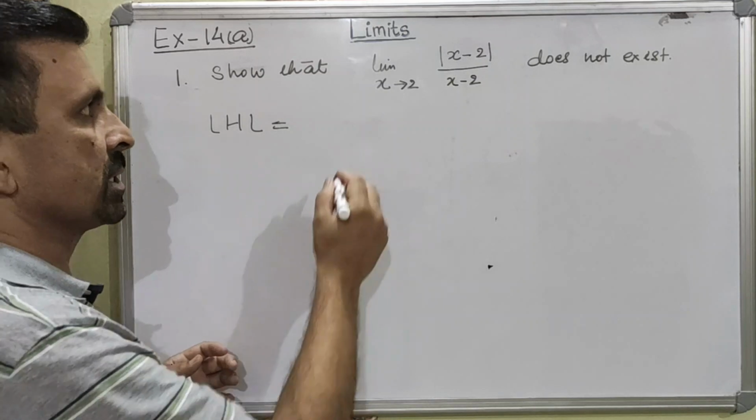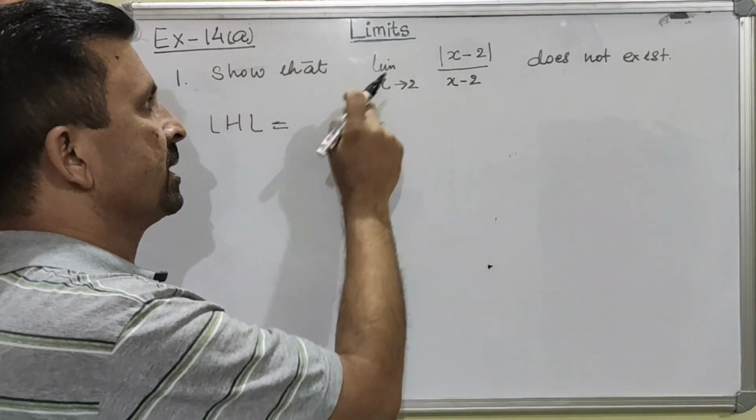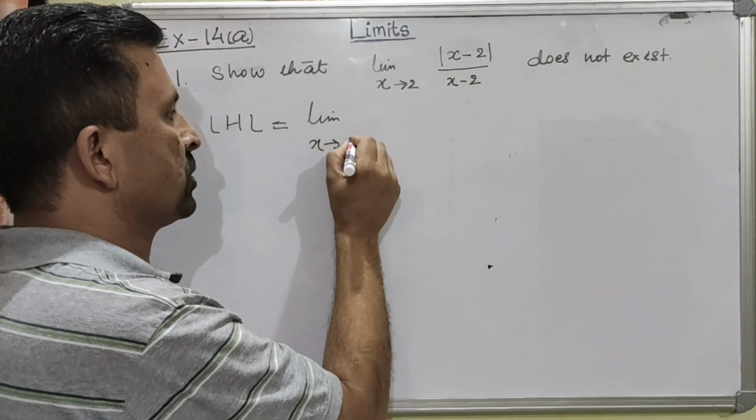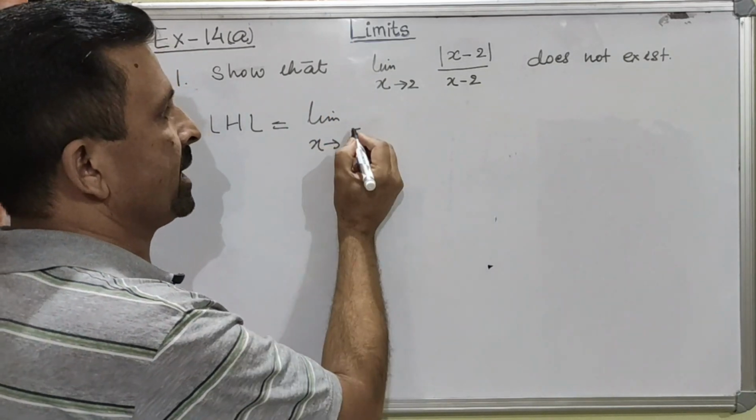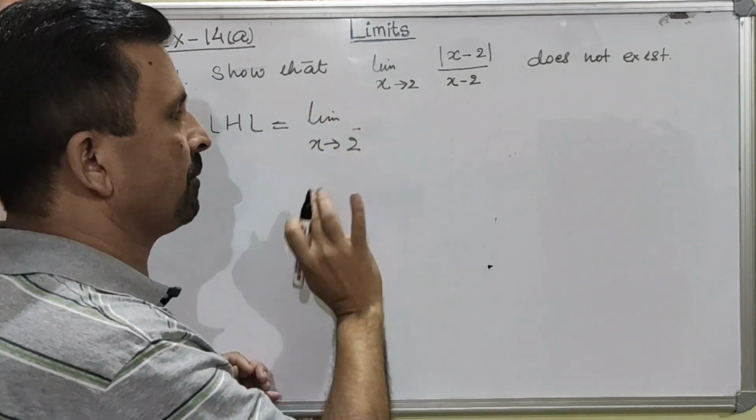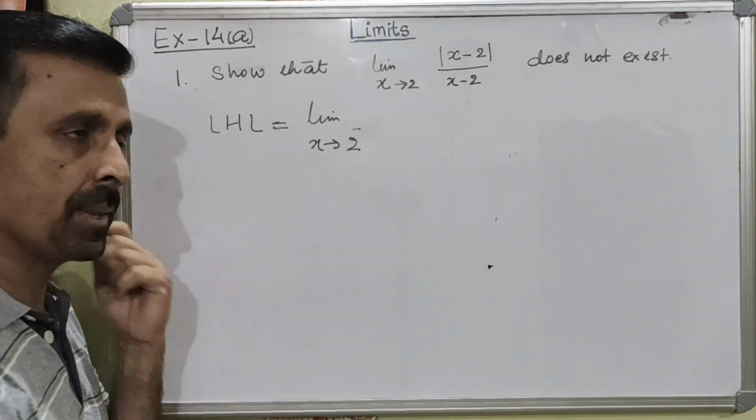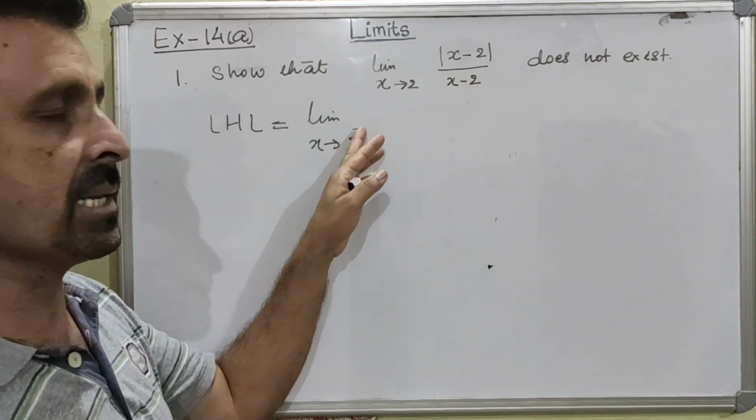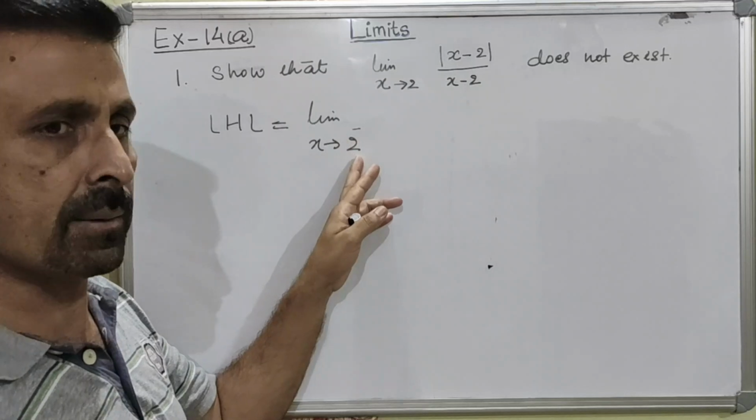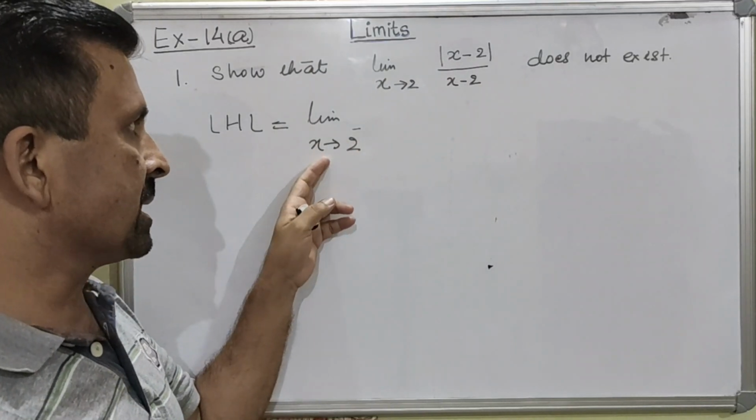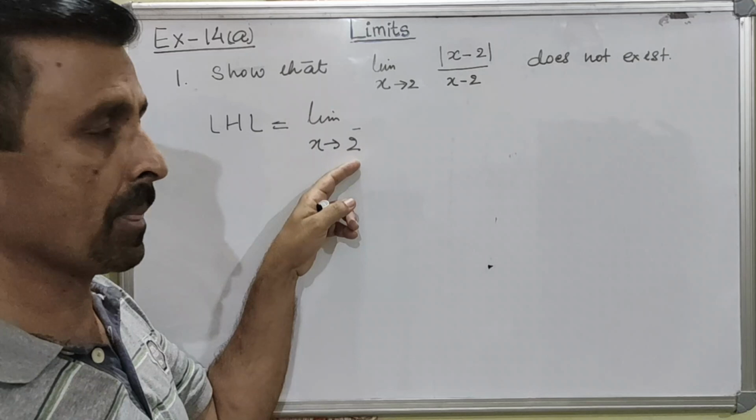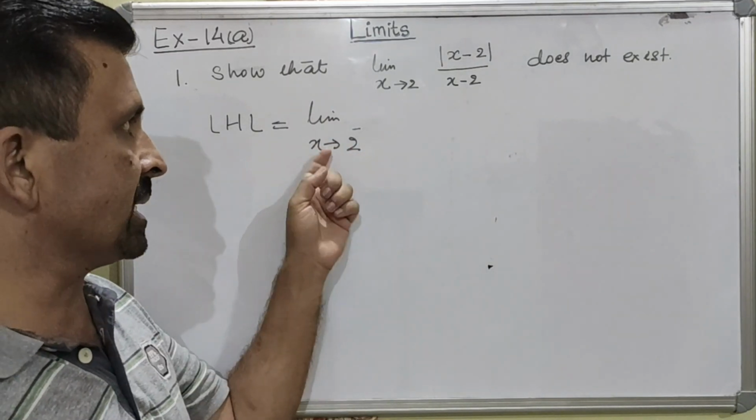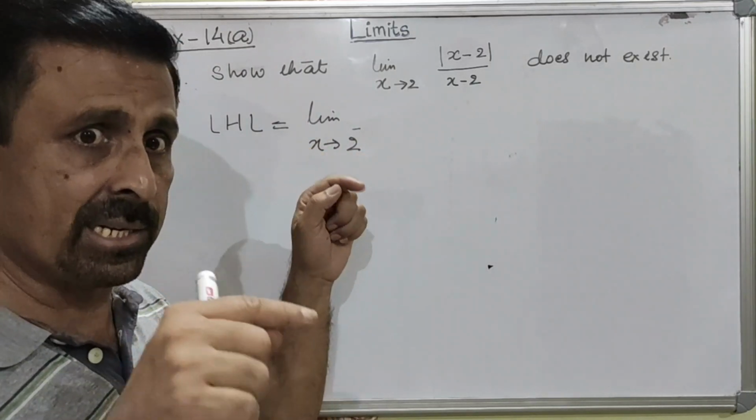Now since we are approaching from the left hand side, this we will write as limit x tending to 2 minus. This indicates the direction from which you are approaching 2. When you are approaching from the left hand side, we will always write this as 2 minus. The numerical meaning of this is, x is approaching 2, but x is not exactly 2.